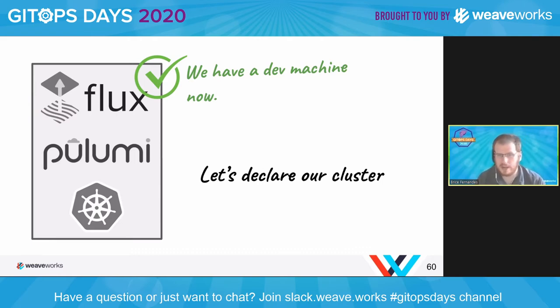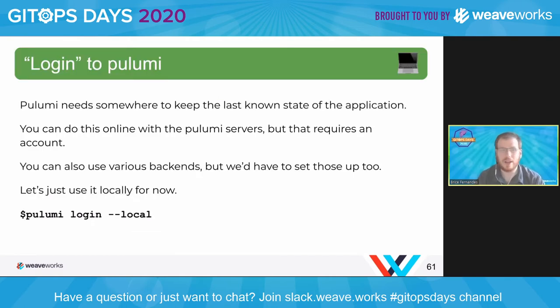Flux, Pulumi, and the kubectl command line are widely available in almost all distributions, Mac, Linux, and even Windows, if you must. I believe all of that will work as expected. So what we're going to do now is log into Pulumi. Pulumi is going to be the thing that manages our infrastructure. And in this case, our infrastructure is Kubernetes itself.